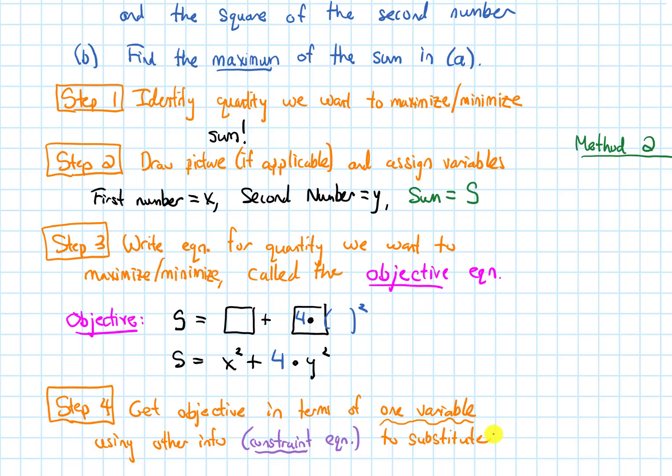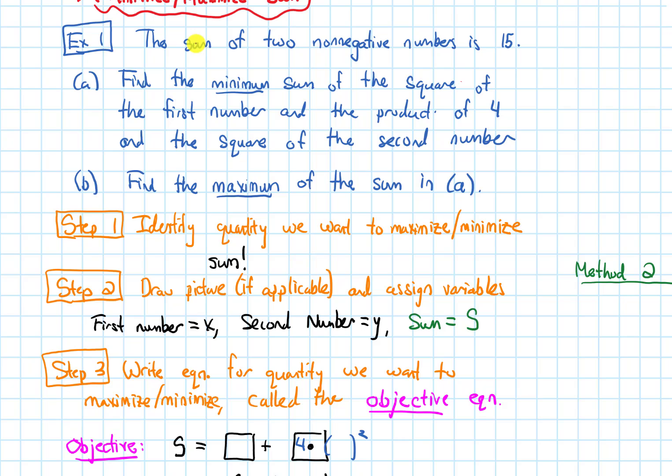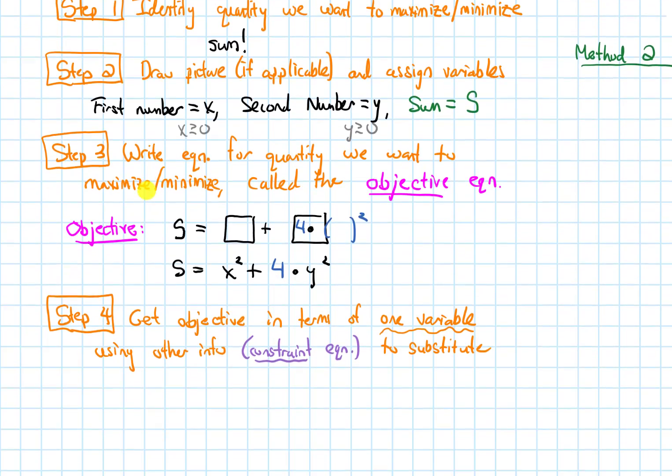So if we look back to the problem, there is some other information that's given to us. It tells us the sum of these two non-negative numbers. Well, by the way, it tells us x and y are non-negative, which means x is greater than or equal to 0, and y is greater than or equal to 0. So the sum of those numbers is 15. Okay, so that is another piece of info. This is going to be my constraint. So my constraint here is that x plus y is equal to 15.